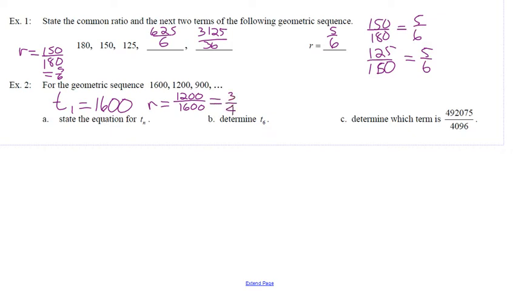Even though 0.75 is exact, I worry about the stuff with thirds and sixths, right? Because when you're dealing with thirds, where do I stop? Well, you don't. Just put it in as 1/3 or 2/3. With 1200 divided by 1600, that's a terminating decimal, 0.75, but I would still rather use 3/4. Okay. State the equation for t sub n. So t sub n is t1 times r to the n minus 1.